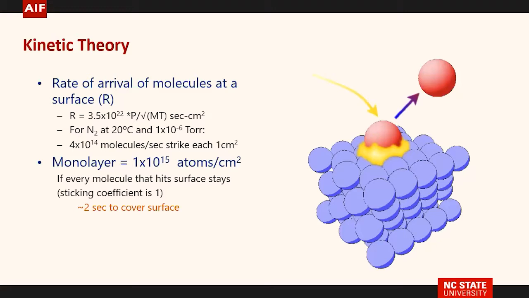For silicon, a monolayer is 10 to the 15th atoms per centimeter squared. At room temperature for nitrogen at 10 to the minus 6 torr, if every atom that hit that surface stuck, in 2 seconds you would have a monolayer on it. So you have a sticking coefficient in play there. But it shows you that if you don't have a very good vacuum, you're going to cover that surface and you won't necessarily be analyzing the material, but what's been deposited.